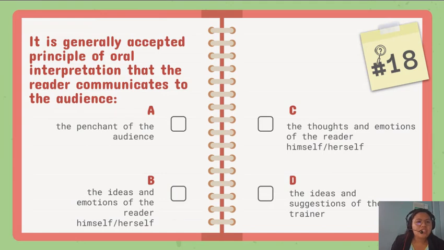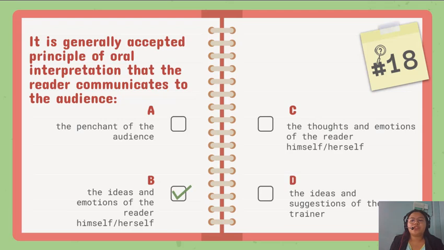Number 18. It is a generally accepted principle of oral interpretation that the reader communicates to the audience A. The penchant of the audience, B. The ideas and emotions of the reader himself or herself, C. The thoughts and emotions of the reader himself or herself, or D. The ideas and suggestions of the trainer. The correct answer is B.